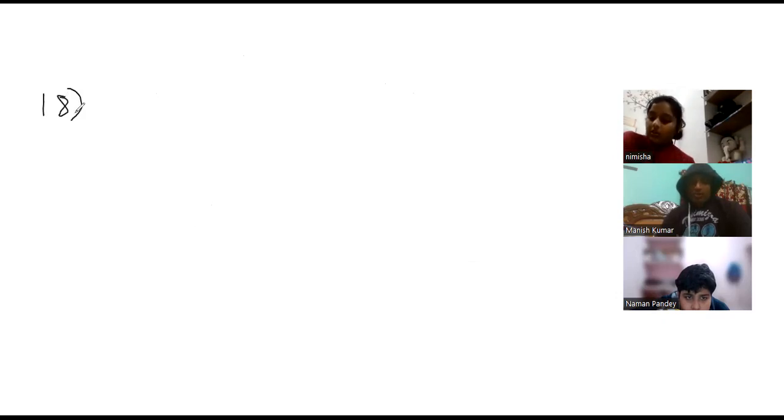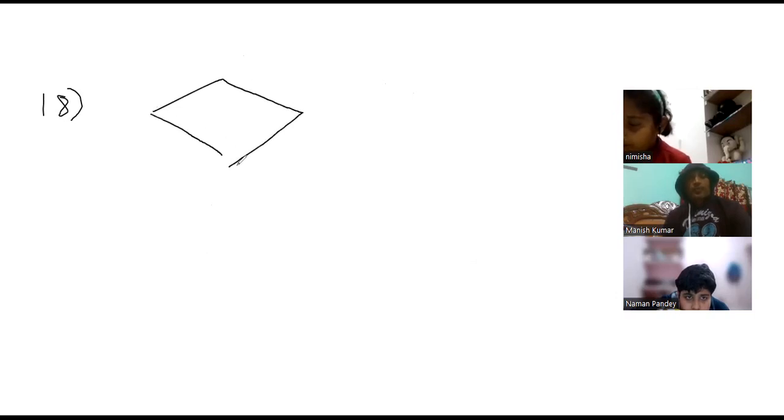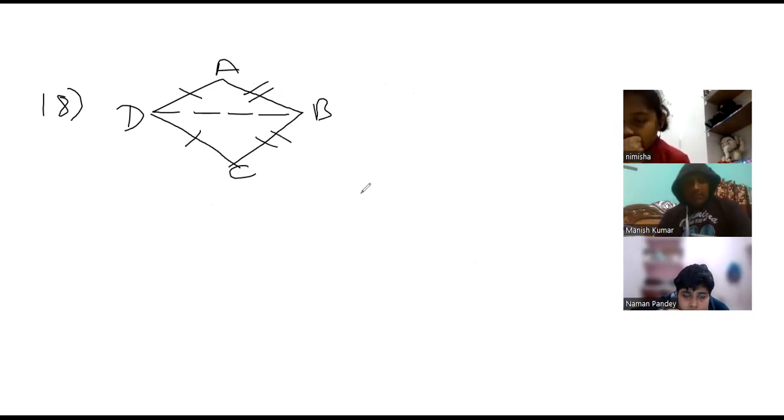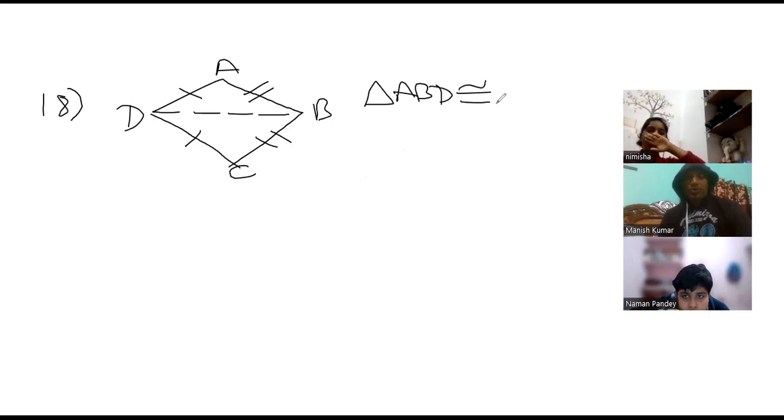Next one, the 18th one. There is a diagram given, and this is the common arm among them. A, B, C, and D. These two sides are equal, and these two sides are equal. In the given figure, AD is equal to CD, already shown, and AB is equal to CB. Which of the following is the correct conclusion? Here, these two triangles are congruent, isn't it? Yes, sir. Triangle ABD is congruent to triangle, which one?